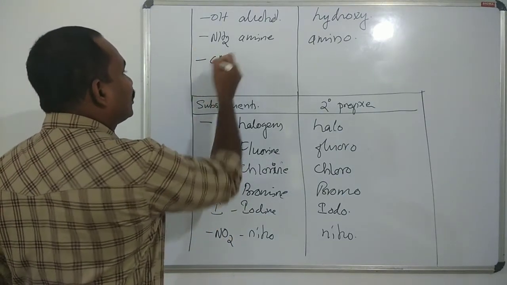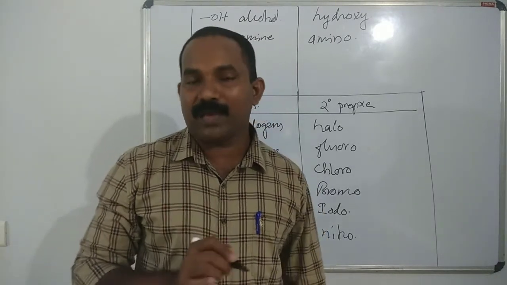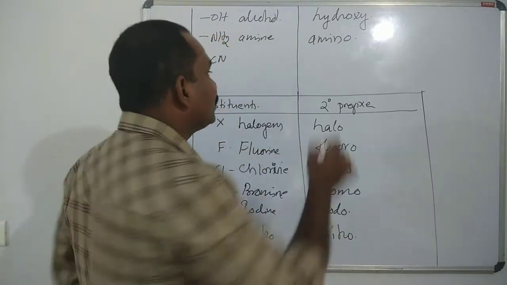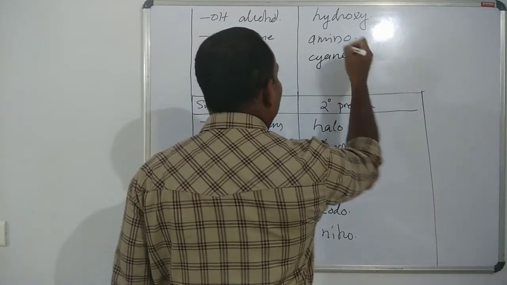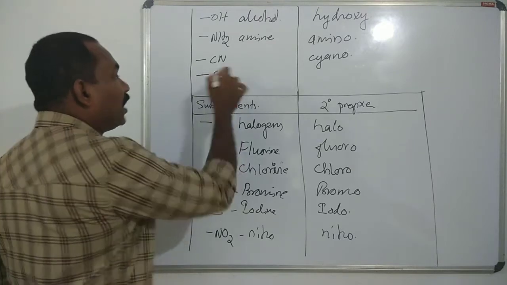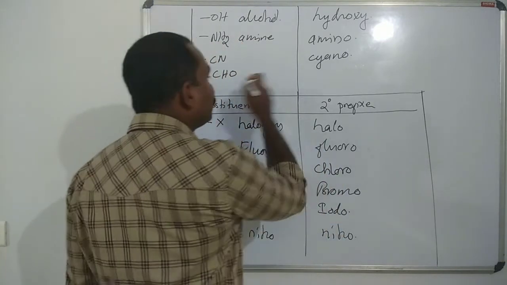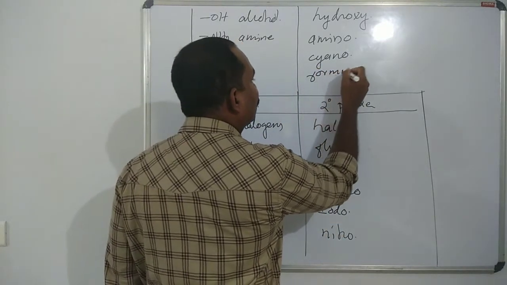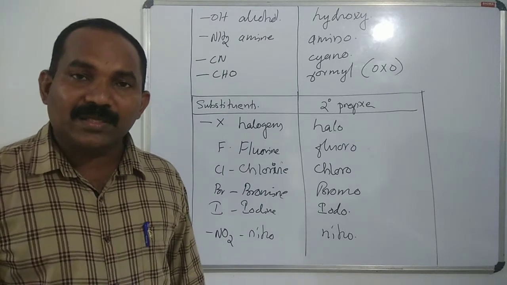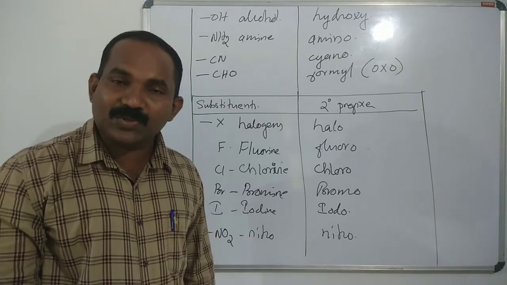When the cyanide group comes, CN, as the principal functional group, it is nitrile. But when it comes as a substituent, it is cyano. Next is the aldehyde group. Sometimes the aldehyde group comes as a substituent. At that time we use formyl, or in some cases we use oxo. Formyl is the secondary prefix when the CHO group comes as a substituent.